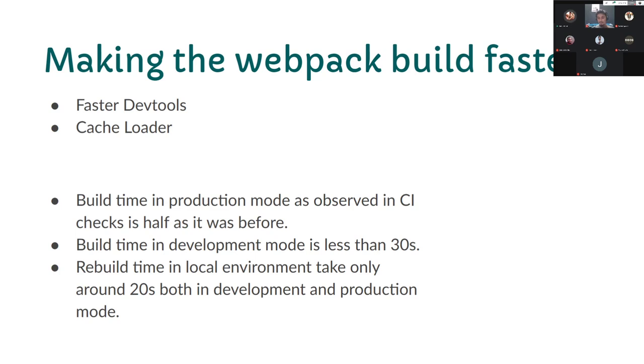So making the Webpack build faster. These are the two main changes that were done by me: faster DevTools and a cache loader. So faster DevTools, as in, they help to build the project without using source maps. Source maps are the things that tell the exact cause of the errors that are caused in the console, because finally the build is a bundle. So source maps help us to debug the errors and tell exactly which file caused that error. So obviously this took a lot of time for Webpack to build the source maps.